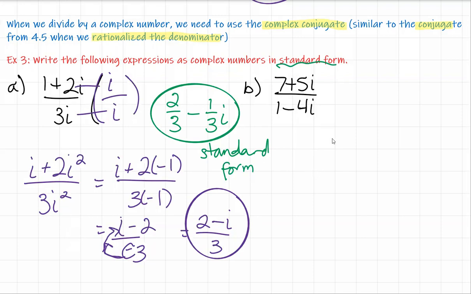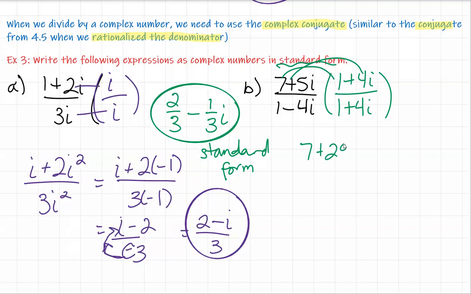One more. Here's where we're going to actually use our conjugate. Okay. So kind of like we did with rationalizing the denominator, we're going to multiply by 1 plus 4i. Remember, we're changing the operation in the middle. 1 plus 4i. So now it's going to get a little ugly, but let's just bear with it, right? Numerator, we're going to have to distribute. So I get 7 plus 28i plus 5i plus 20i squared. So that's our numerator.